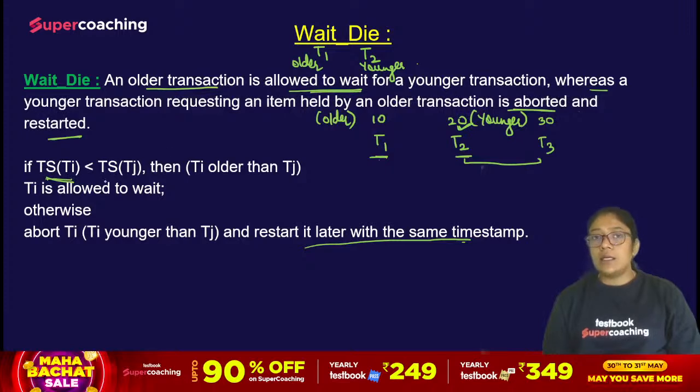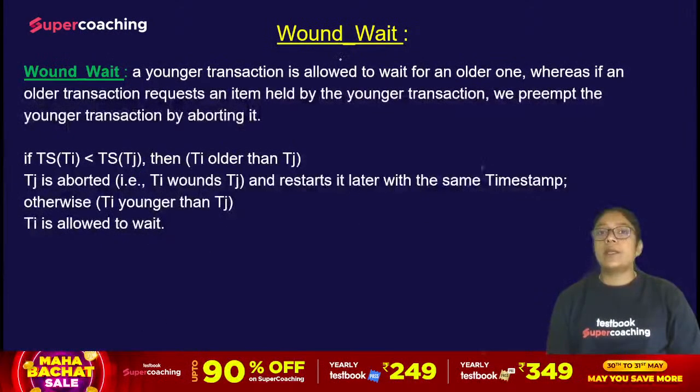Transaction Ti is the one whose timestamp value is lower. That means Ti is the older transaction and Tj is the younger one. So Ti, the older transaction, is allowed to wait, whereas the younger transaction will abort and restart later with the same timestamp value. Almost a similar thing is going to happen in wound-wait. In wound-wait, the older transaction will wound. To wound means to hurt someone; nobody hurts themselves, right?